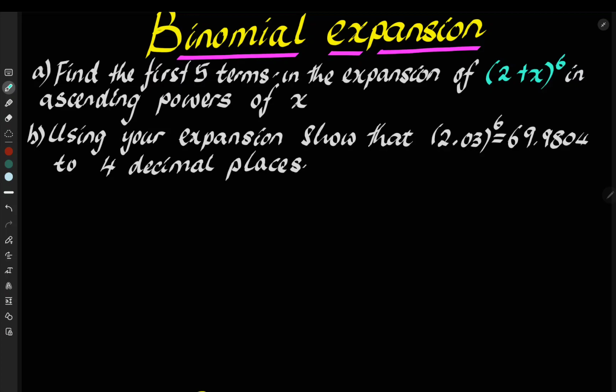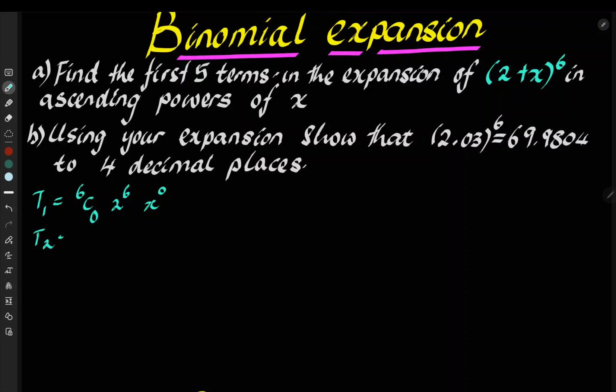Now, in this example, we are asked to find the first 5 terms in the expansion of (2 + x)^6 in ascending powers of x. So let's go ahead and use our binomial theorem. Remember, term number 1, in this case, we say 6 choose 0, then 2 to the power of 6, then multiply by x to the power of 0.